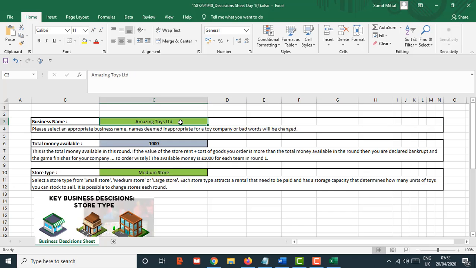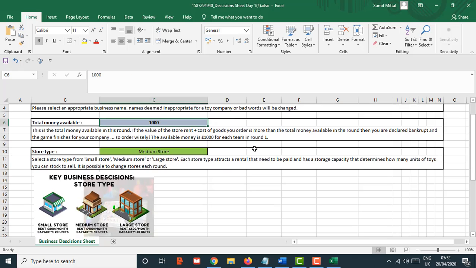Now there are different kinds of cell in this Excel. You only have to edit the items in the green cells. So please do not edit anything else, otherwise it just makes the system not work as well as it should. So the money available is £1,000 for everyone in round one. So this is not editable.